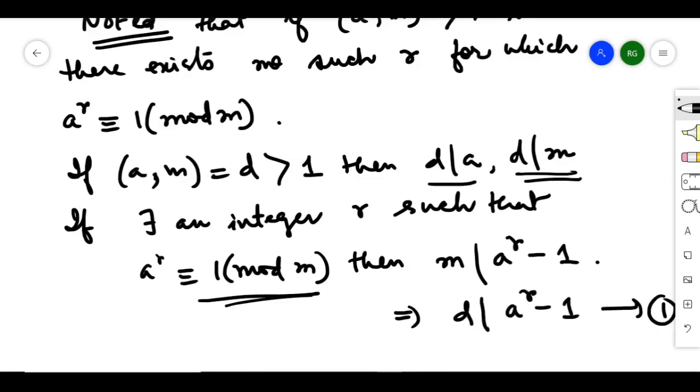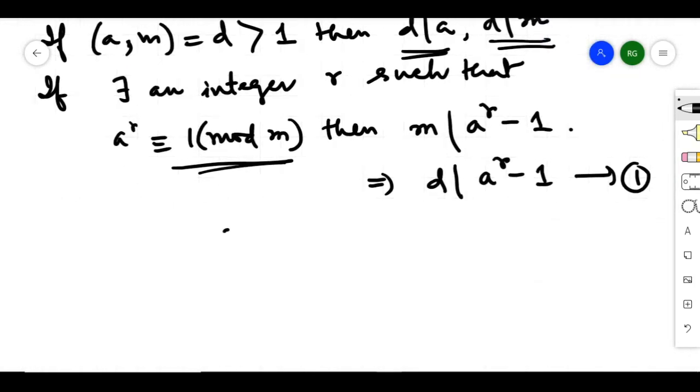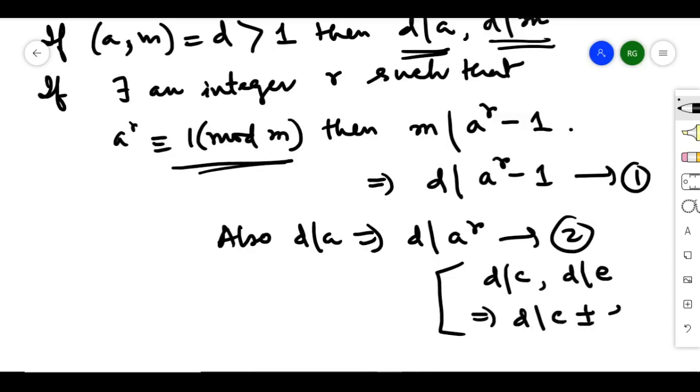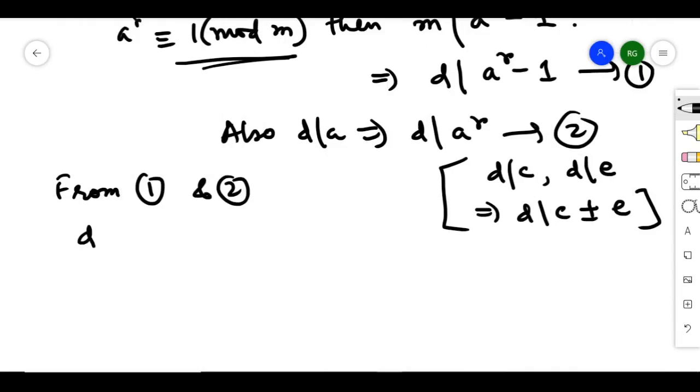Also we have seen d divides a. So d divides a to the power r also. Call this 2. And we already have a result: suppose d divides c and d divides e, then this implies d divides c plus minus e. So we shall make use of that result here in 1 and 2. From 1 and 2 I can write d divides a to the power r minus a to the power r minus 1. That means d divides 1.